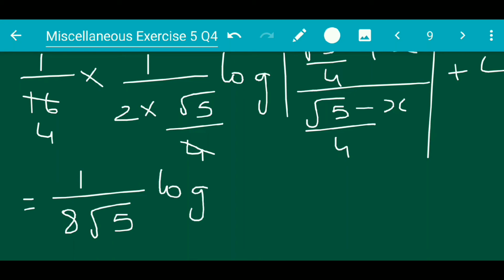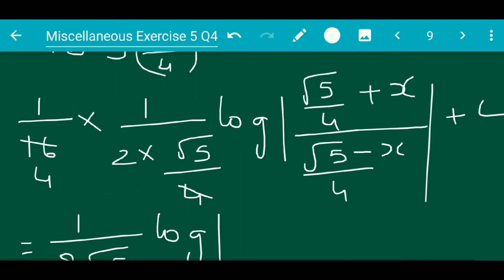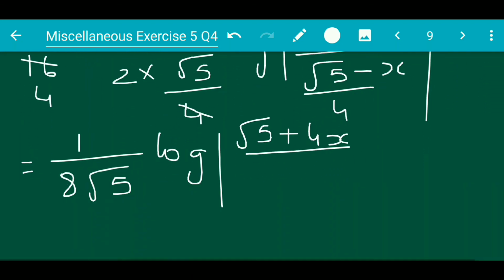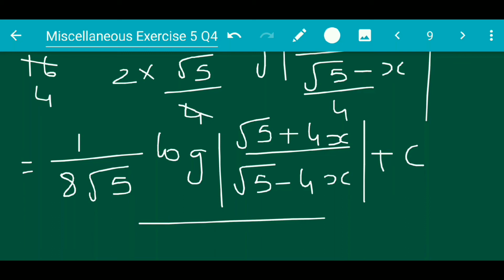log mod of, now inside the mod sign, we cross multiply and equalize the denominator. So we get root 5 plus 4x upon root 5 minus 4x. The 4 in the denominator will get cancelled up and down. So root 5 minus 4x plus c, this becomes our answer. Okay, final answer becomes this only.